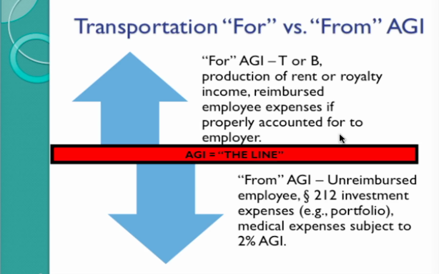Again, as always, for AGI and from AGI can be significant issues. For AGI, it has to be a trade or business. There has to be production of rent or royalty income or reimbursed employee expenses if properly accounted for to employer. From AGI, all of those would be subject to that 2% floor that it has to be above, and can include unreimbursed employee expenses, Section 212 investment expenses or portfolio expenses basically, and other medical expenses that are subject to that 2% floor.